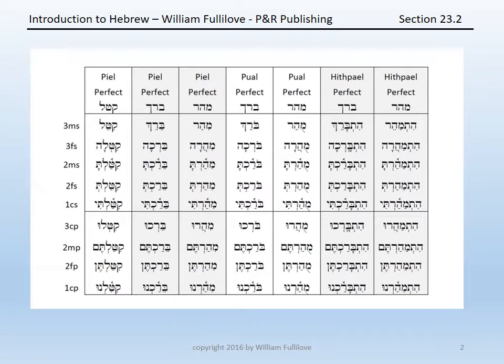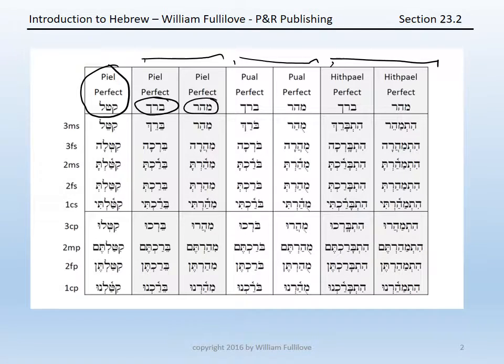You see these tendencies if you compare the strong Piel perfect to the Piel, Pual, and Hithpael perfects of Barach, a second guttural which will cause compensatory lengthening because the resh is the second, and Mahar, a second guttural which will cause virtual doubling because it is a he in the second position.